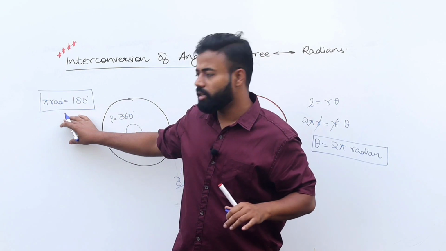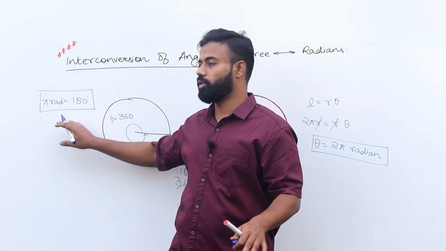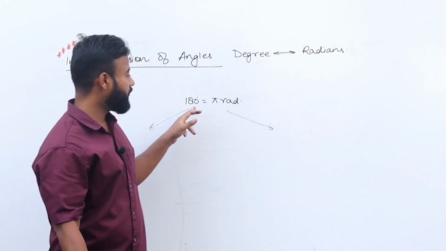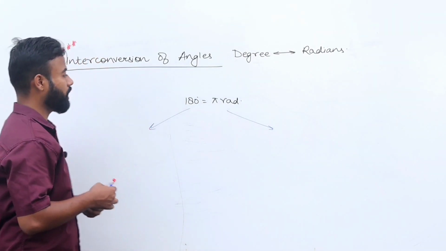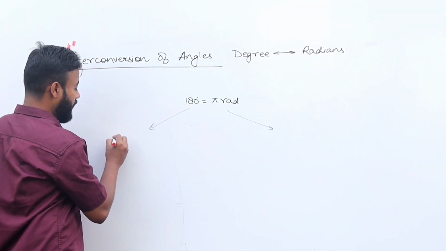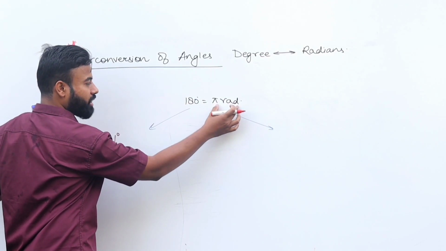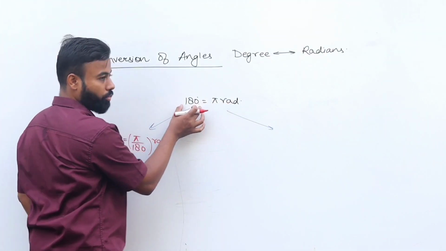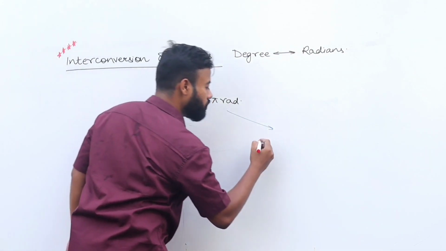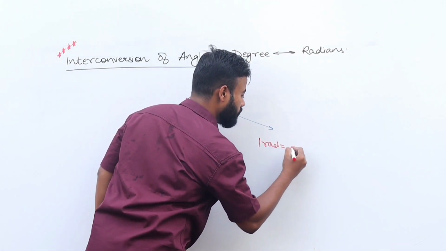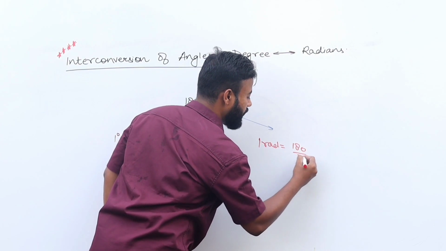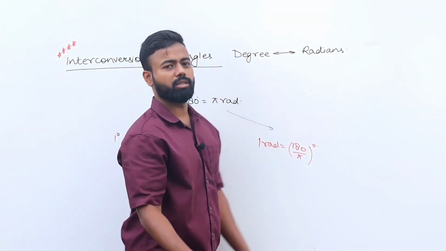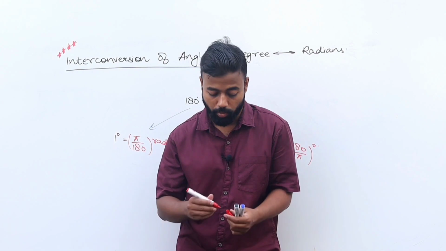Let me segregate this and elaborate a bit more on this formula. So students, the formula derived is 180 degree is equal to pi radian. From here we can write 1 degree: 180 degree is equal to pi radian, therefore 1 degree is equal to pi by 180 radian. Here we write pi radian is equal to 180 degree, therefore 1 radian is equal to 180 by pi degree.